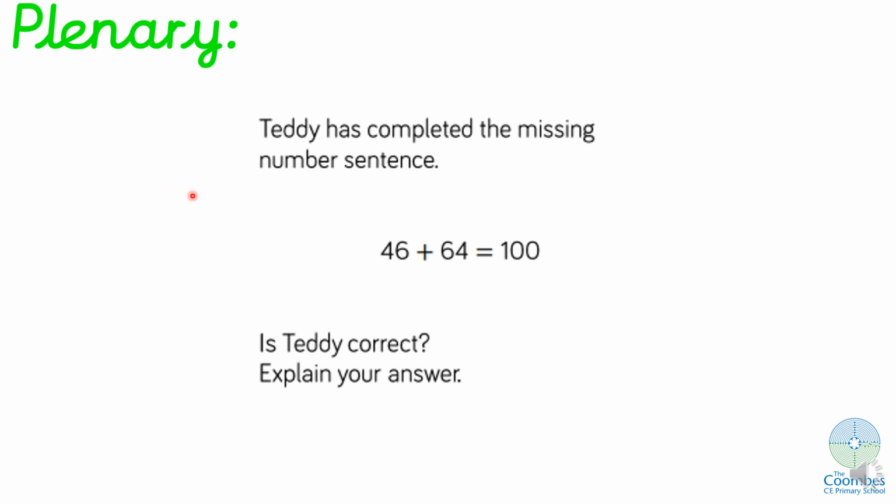For our plenary today, we have got this question. So Teddy has completed the missing number sentence. 46 add 64 equals 100. Is Teddy correct? Explain your answer. So pause the video now and work out, was Teddy correct with his calculation?